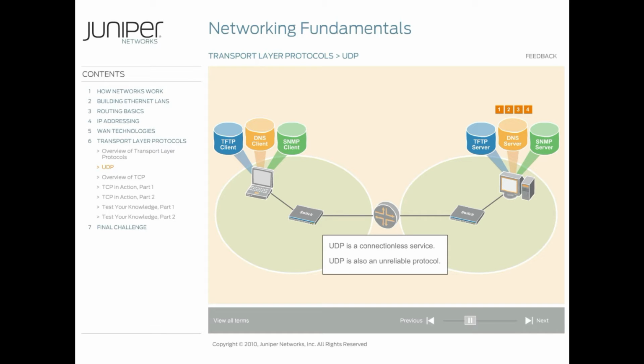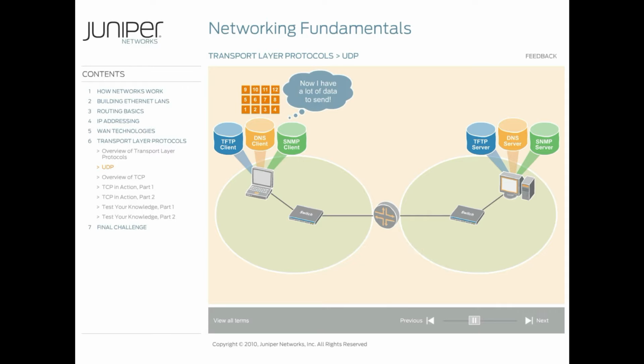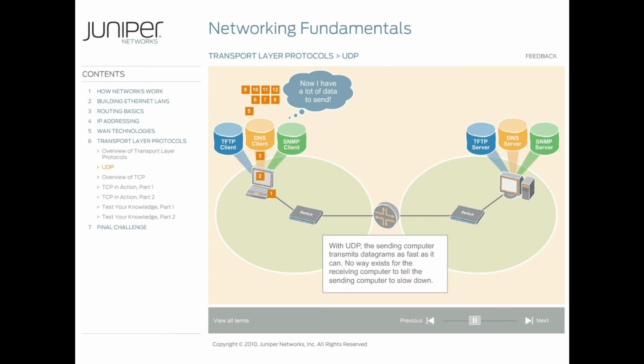UDP is also an unreliable protocol, which is not to say you can't count on it to work. It just means there are no guarantees that the datagrams will be delivered to the destination computer, and the sending computer has no way of knowing whether or not they arrived. If the datagrams are delivered, they might arrive out of order, or they might be delivered twice. Finally, with UDP, the sending computer transmits datagrams as fast as it can because no way exists for the receiving computer to tell the sending computer to slow down. In the example shown on screen, some frames were dropped due to network congestion.